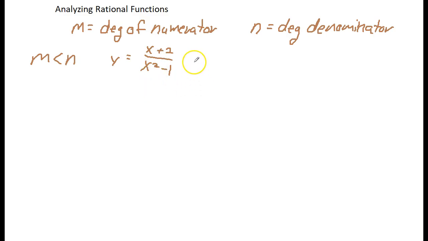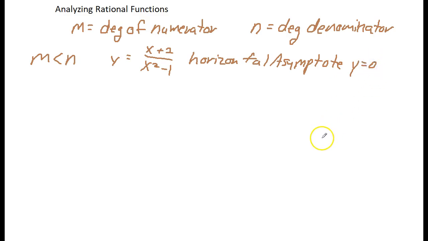And so what that means is we will have a horizontal asymptote at the line y equals 0, in other words, your x-axis. So your x-axis would be a horizontal asymptote if the degree of the numerator is smaller than the degree of the denominator. Well, what if the degree of the numerator is larger than the degree of the denominator? That would mean no horizontal asymptote. So if this were the reciprocal of this, no horizontal asymptote.